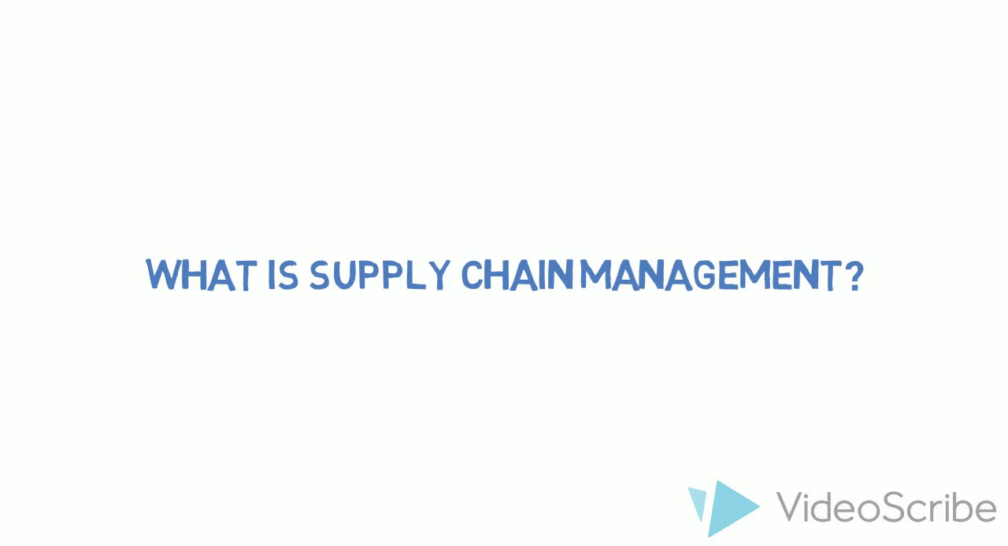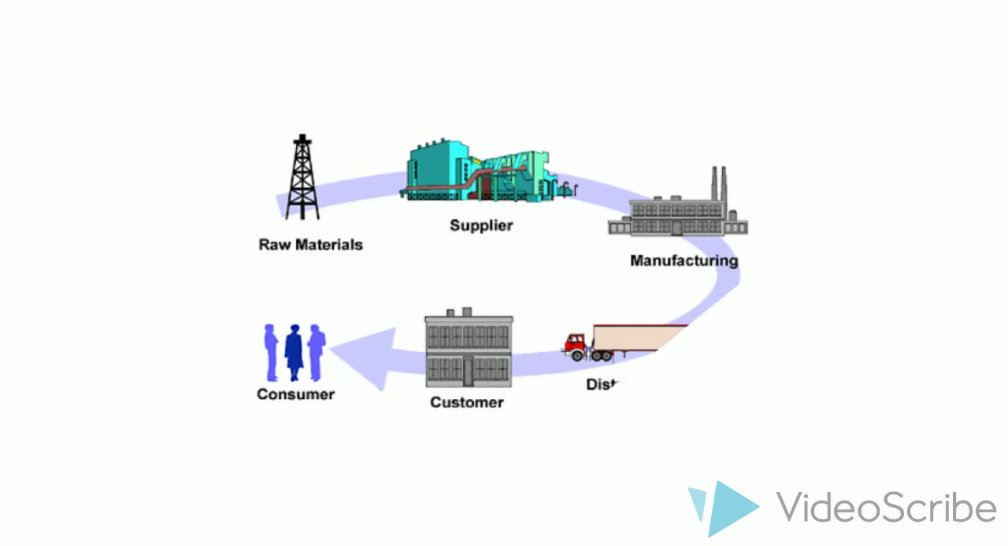What is supply chain management? Supply chain management is the management of the flow of goods and services. It includes the movement and storage of raw materials, work in process inventory, and finished goods from point of origin to point of consumption.